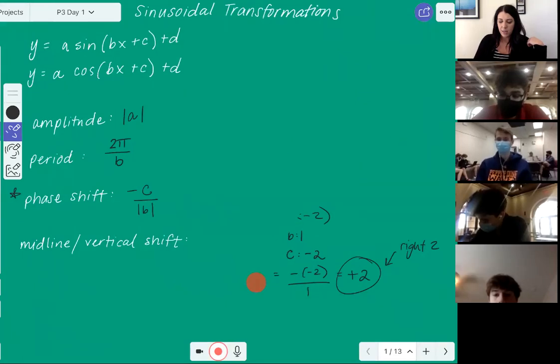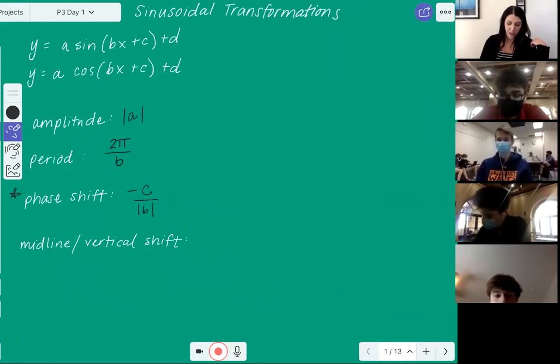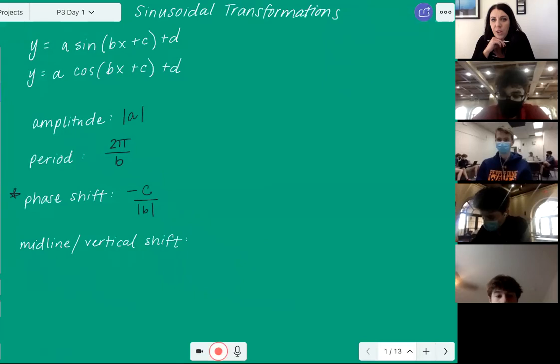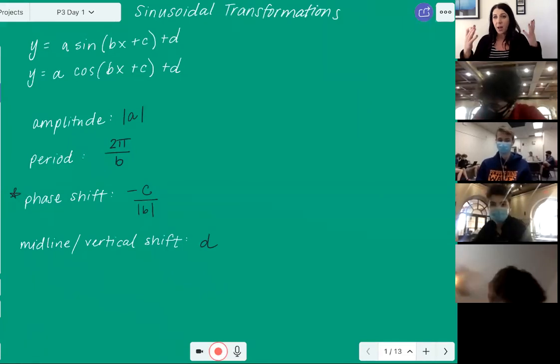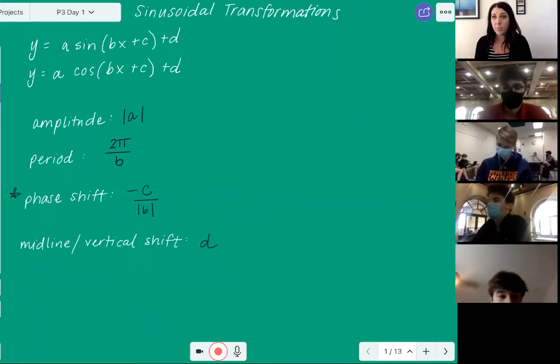I'm erasing all this stuff. Holler if you have a question. Okay. Our vertical shift is just D. That's the easiest one. That's the one guys like the most. You don't have to do everything. Vertical shift or midline just means up or down. So our normal midline's at 0.